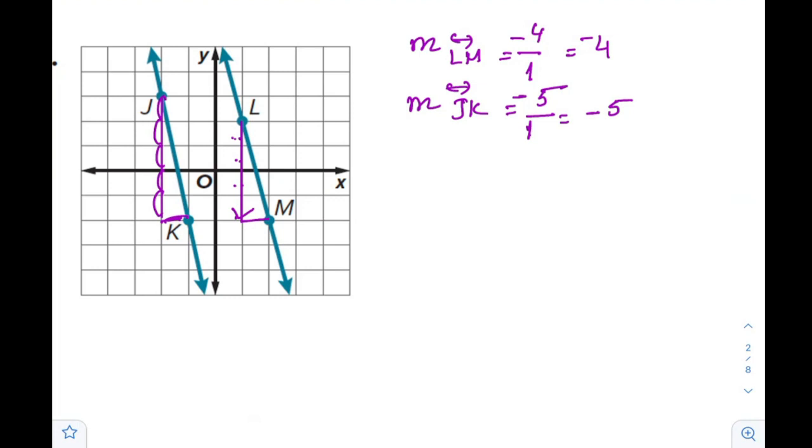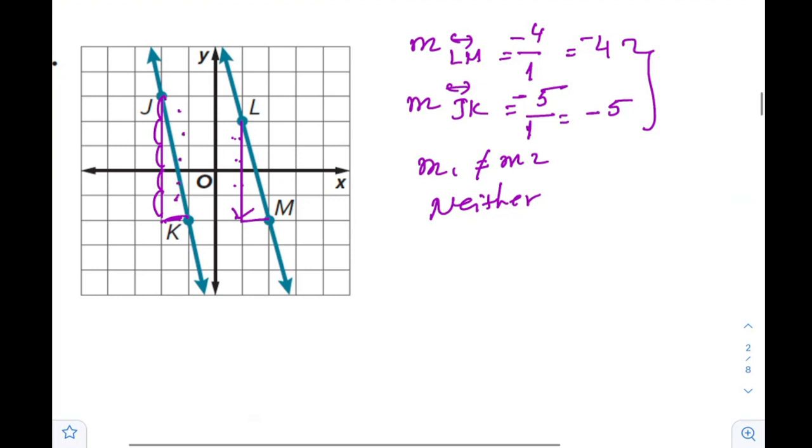So it might look like parallel lines, but they are not parallel lines, as you see. These lines have different slopes. So slope 1 is not equal to slope 2, so no relation between them. However, they look parallel. That's why algebra is more accurate than judging by eye. Okay.